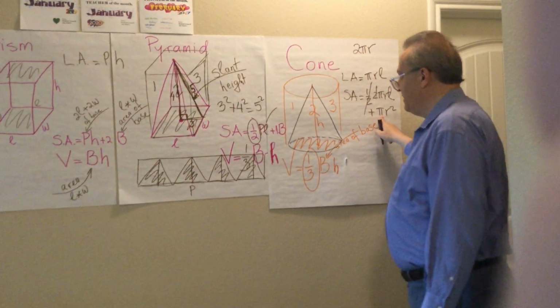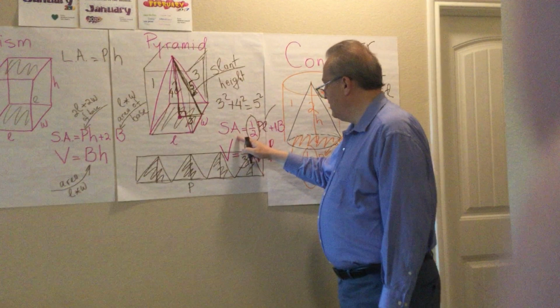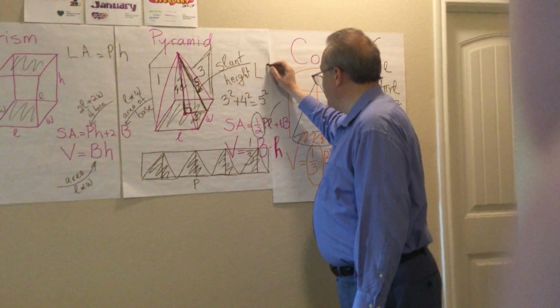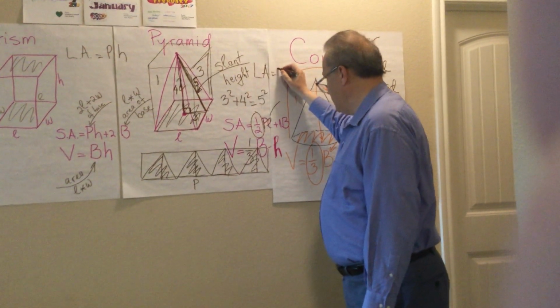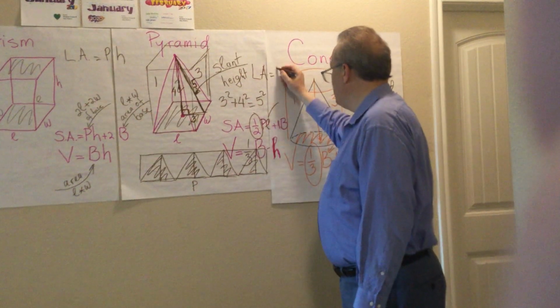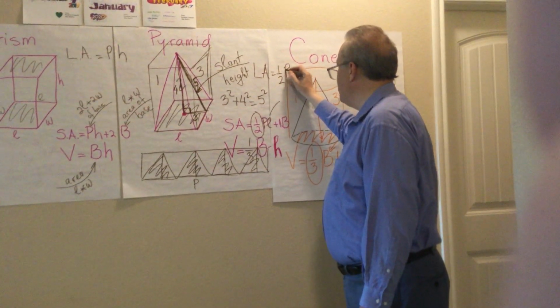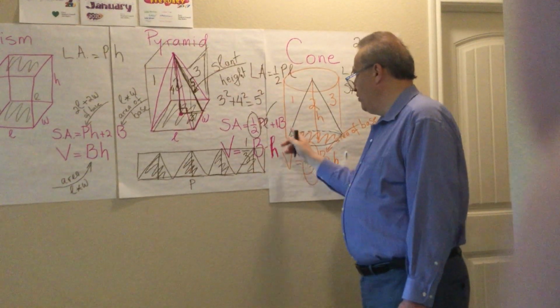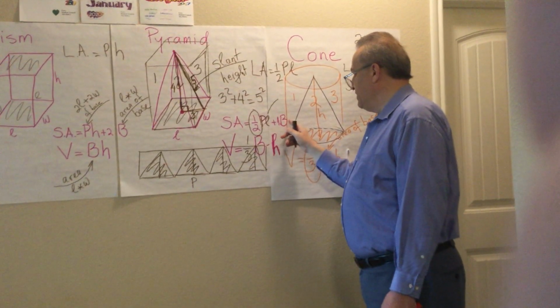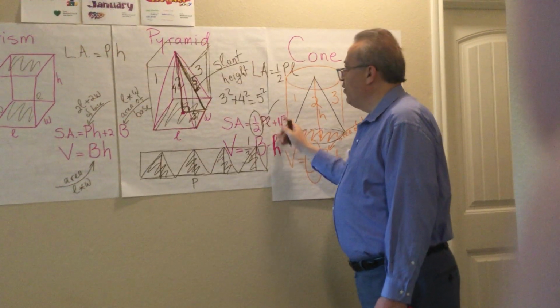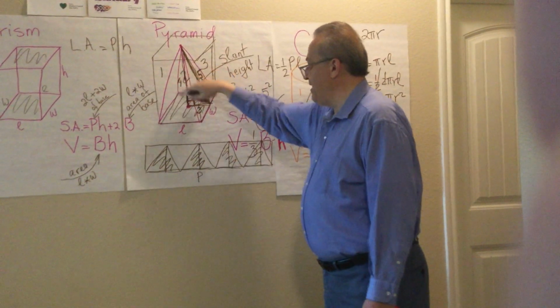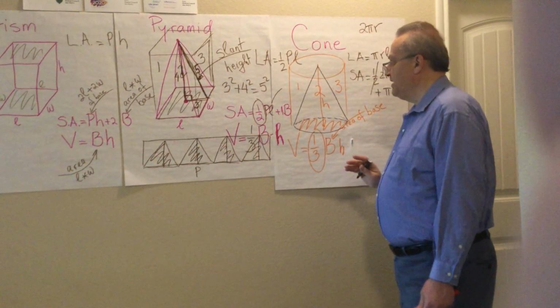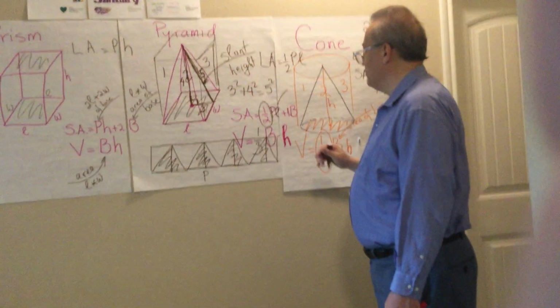All right. Now here, what would be lateral area? Just a half perimeter times slant height. We're not going to use the base when we find just the lateral area of the cone.